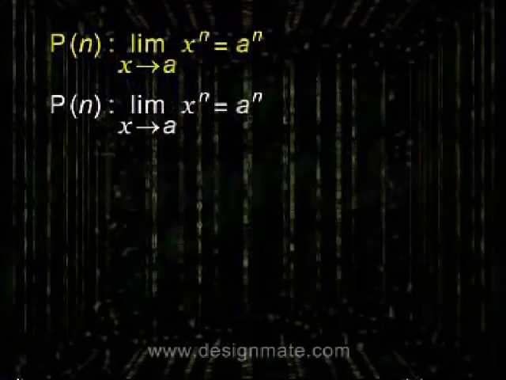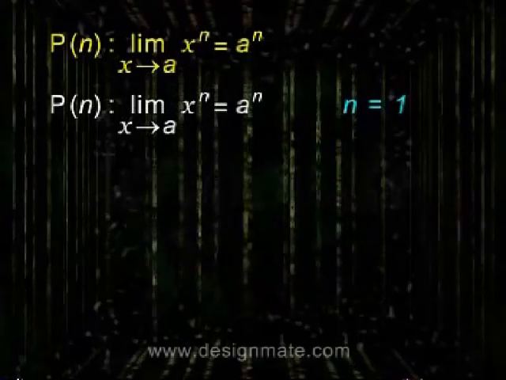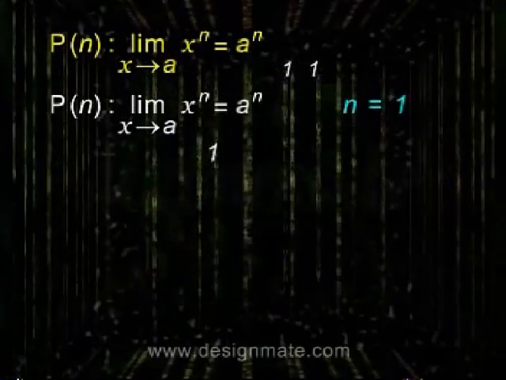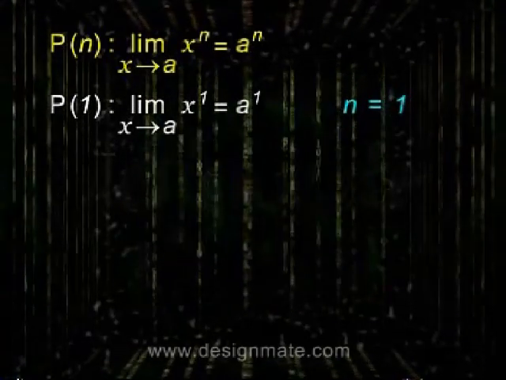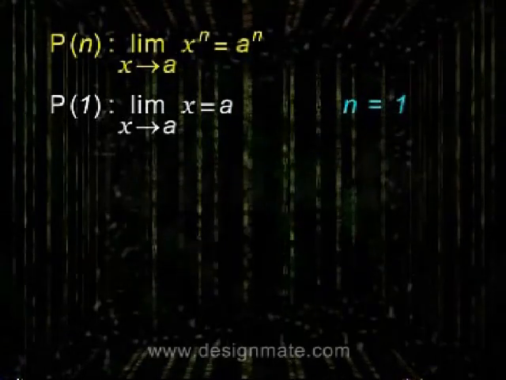Limit x tends to a x raised to n is equal to a raised to n, n belongs to N, natural numbers. We shall prove this result by mathematical induction. Let P(n) be limit x tends to a x raised to n is equal to a raised to n. Taking n is equal to 1, we must prove that limit x tends to a x is equal to a.